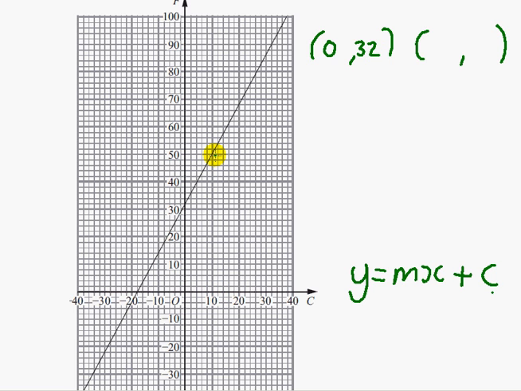Let's see if there's any other nice ones. 10, 50. Okay, so when we say it's 10 degrees outside in England, the Americans would say it's 50 degrees outside.